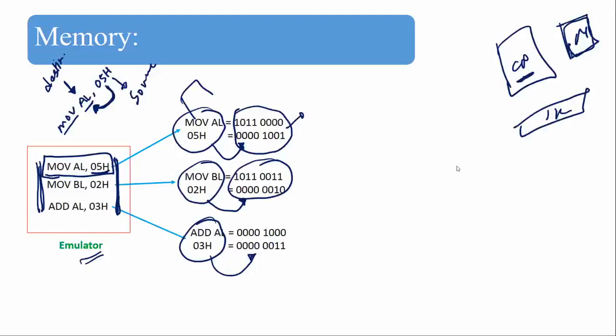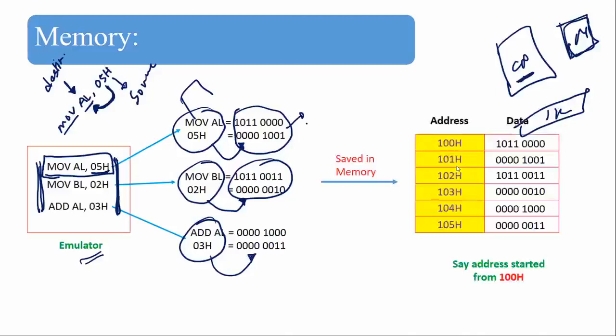Okay. Whenever these are translated into machine language by the assembler, after translating to machine language, it saves them into different addresses.